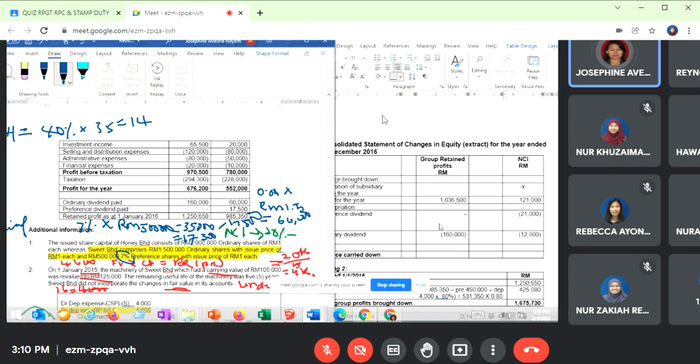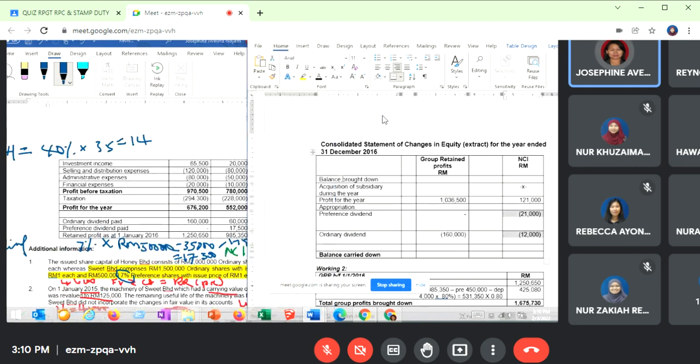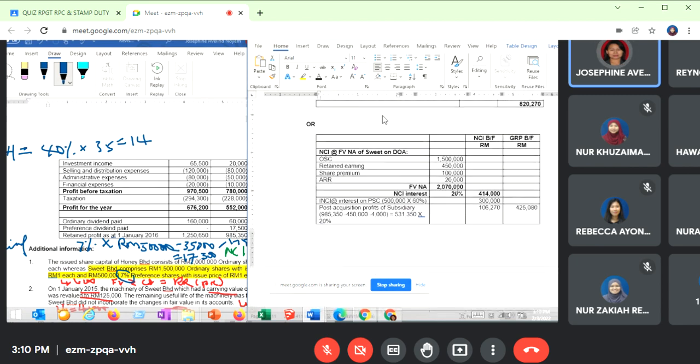So once you have already done that, then you go back to your balance brought forward. How do you get the balance brought forward for the retained and also the NCI? So let's take a look at the working here. So we have the NCI column. What is NCI value from the date of acquisition of Suite? To do that, we have to calculate the fair value net asset of Suite on acquisition date, which is the share capital, the pre-profit, and also the asset revaluation reserve.